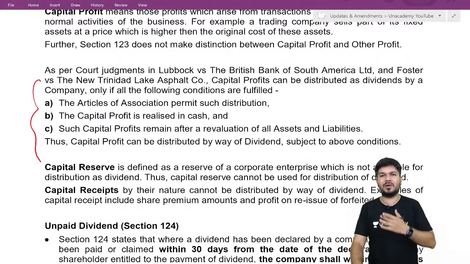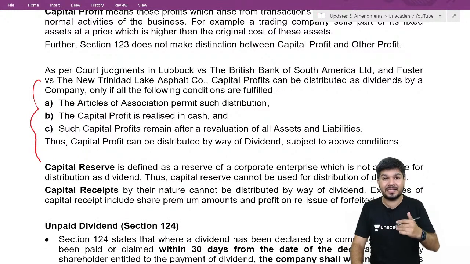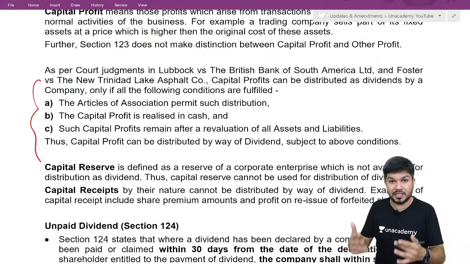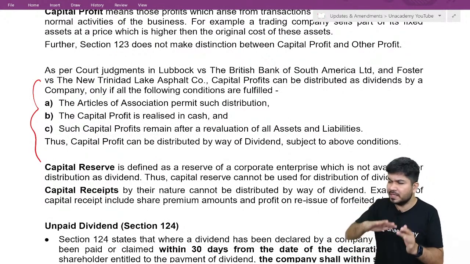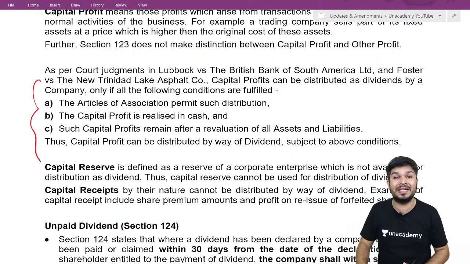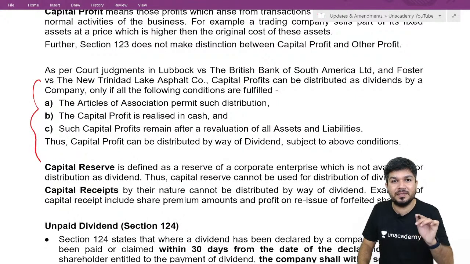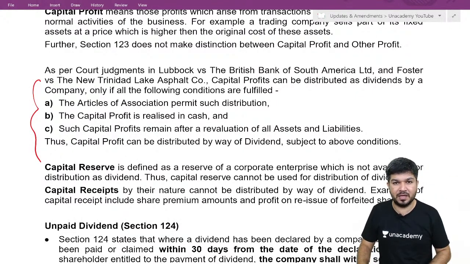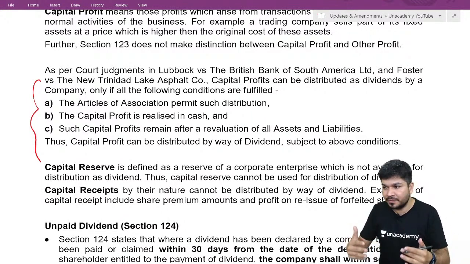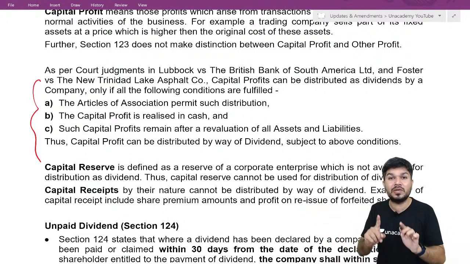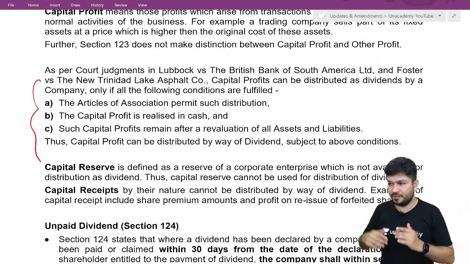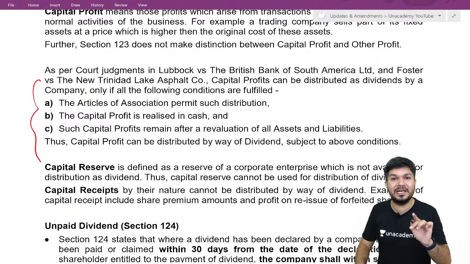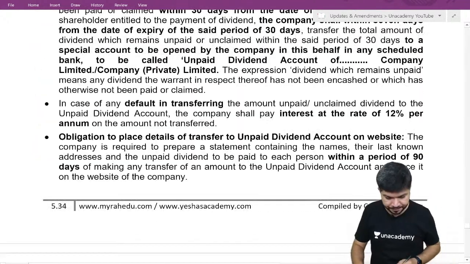In that case, once 30 days are over, within next 7 days, you have to keep it in a separate bank account. It's already there in a separate bank account, so keep it in another separate bank account named as Unpaid Dividend Account of ABC Limited, or whatever is the name of the company. Once 30 days are over, within 7 days, transfer it to that. If you transfer late, transfer it with interest at 12% per annum.